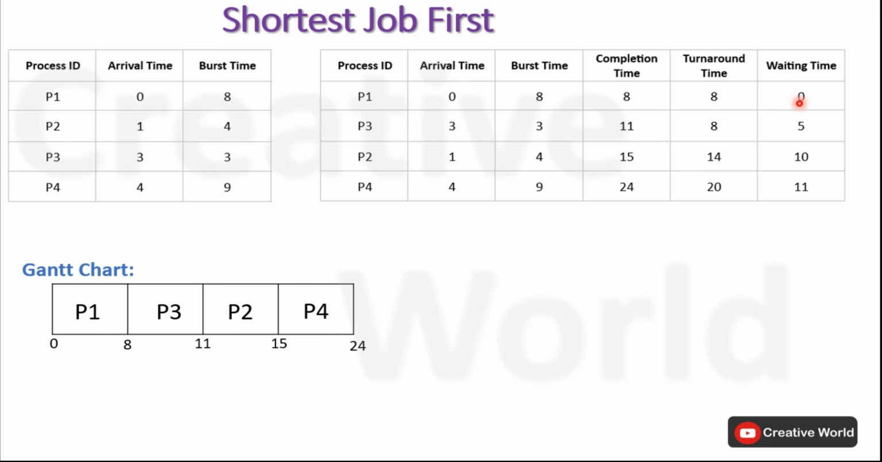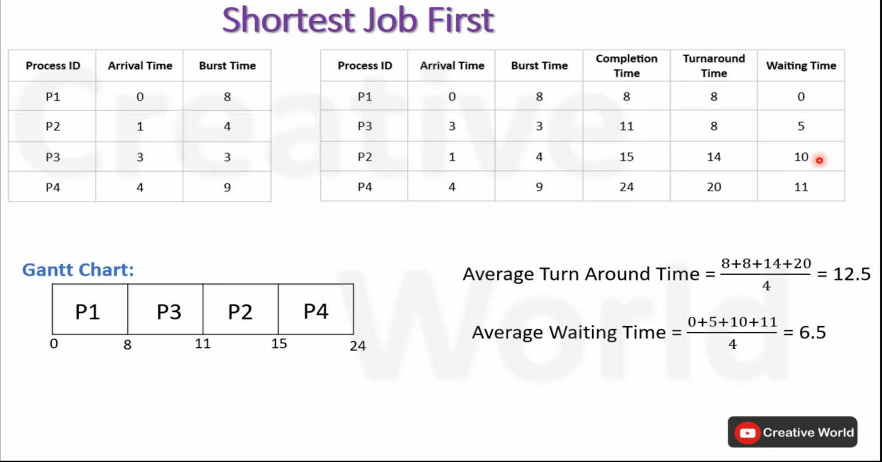Similarly, waiting time will be equal to turnaround time minus burst time. 8 minus 8 will become 0, 8 minus 3 will become 5, 14 minus 4 will become 10 and 20 minus 9 will become 11. Now we can calculate average turnaround time and average waiting time using this formula: sum of all turnaround times divided by the number of processes. 8 plus 8 plus 14 plus 20 divided by 4 will become 12.5. Similarly, average waiting time will become 0 plus 5 plus 10 plus 11 divided by 4, which is 6.5.